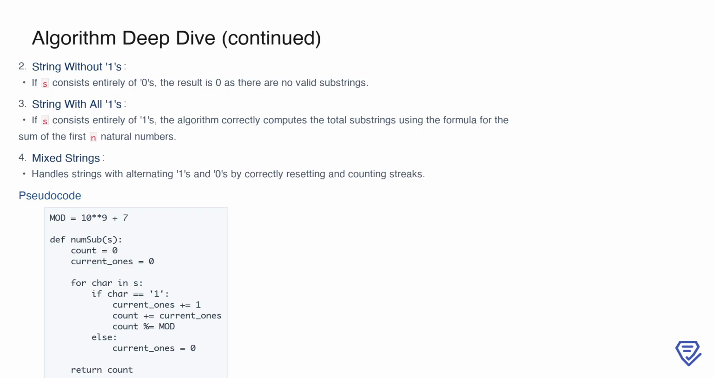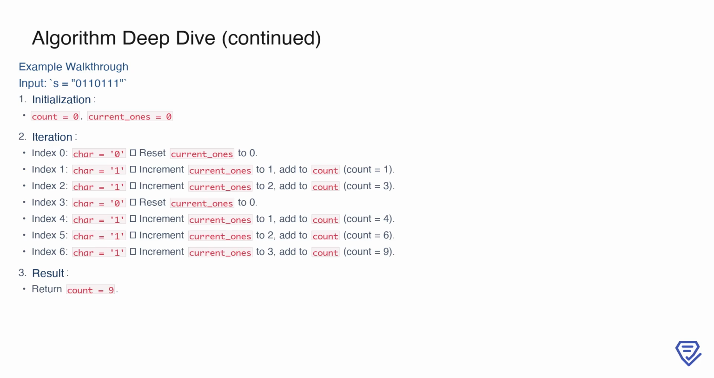This approach ensures correctness across all scenarios, including edge cases. To understand the algorithm better, let's walk through an example where the input string is 0110111. Initially, both count and current_ones are set to 0. At index 0, the character is 0, so current_ones remains 0.